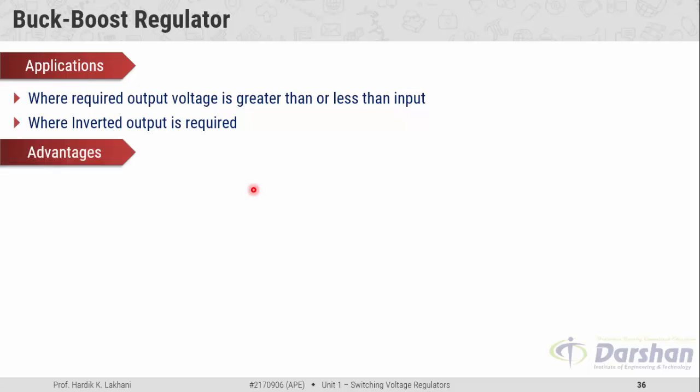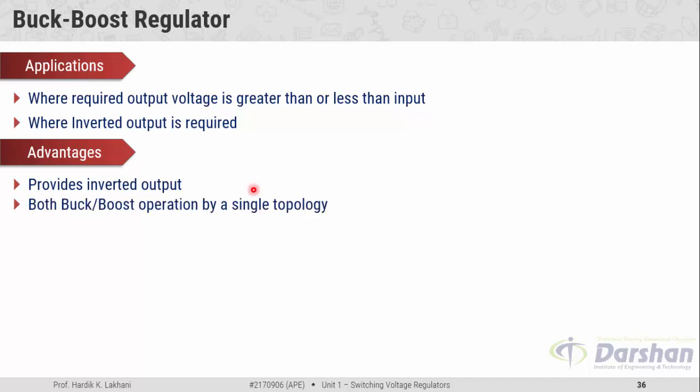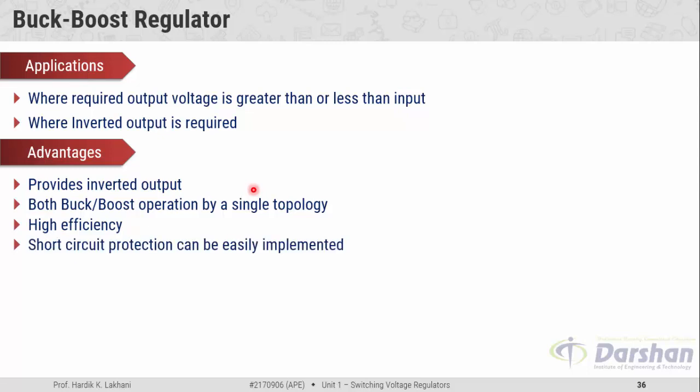Advantages of the buck boost regulator are: it provides an inverted output, and both buck and boost operation by a single circuit. Efficiency of this regulator is high. Short circuit protection can be easily implemented.